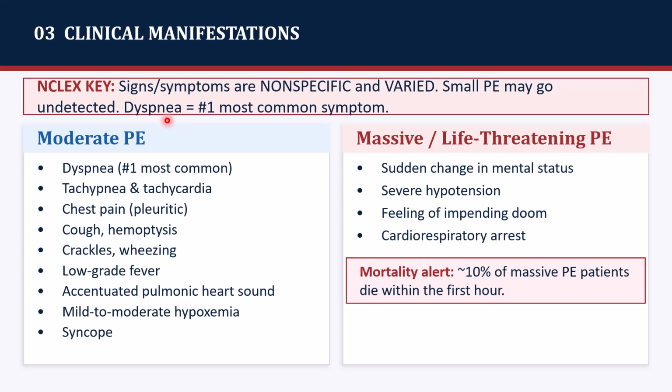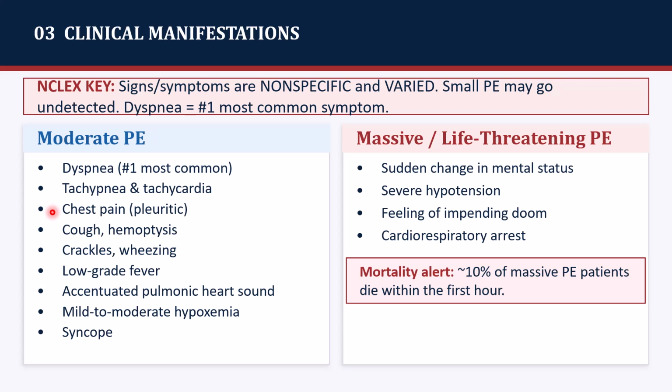Your number one fact to memorize: dyspnea is the most common presenting symptom. If you remember nothing else from this slide, remember that dyspnea equals PE until proven otherwise. For a moderate PE, you might also see tachypnea and tachycardia.